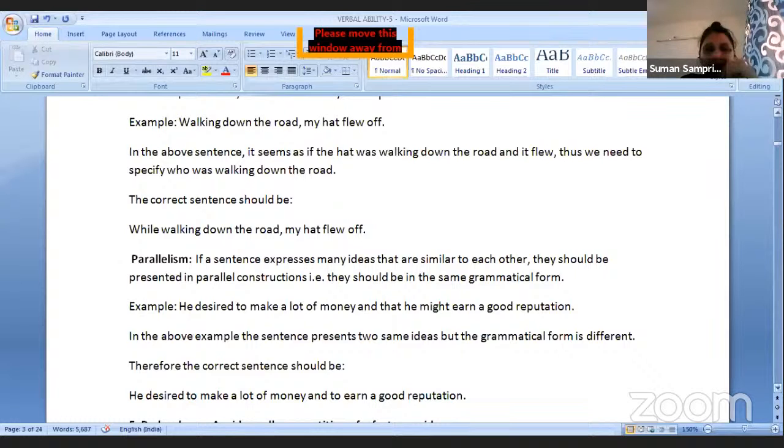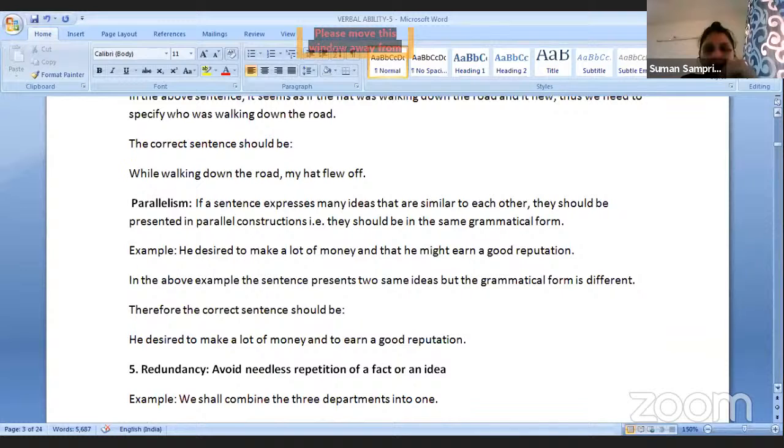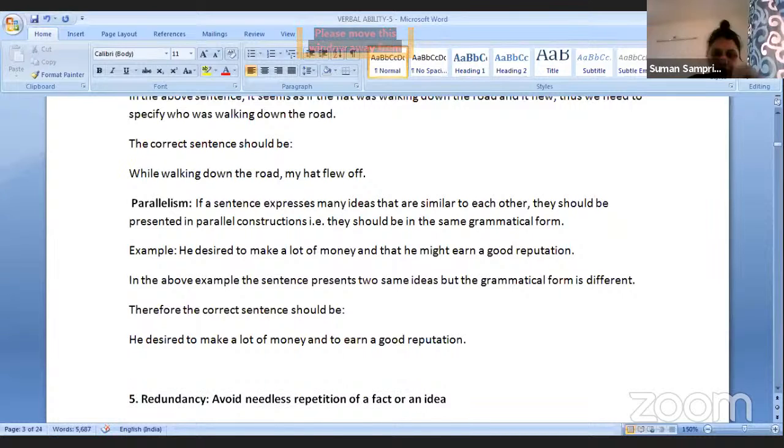Then parallelism means if a sentence expresses many ideas that are similar to each other, they should be presented in a parallel construction. For example, like this: he desired to make a lot of money that he might earn a good reputation. In the above example, the sentence presents two same ideas, but the grammatical form is different. Therefore, the correct sentence would be: he desired to make a lot of money and to earn a good reputation. When you find such a sentence, there should be a unity. That is what parallelism or parallel structure is. So I'll give you a very easy example like this.